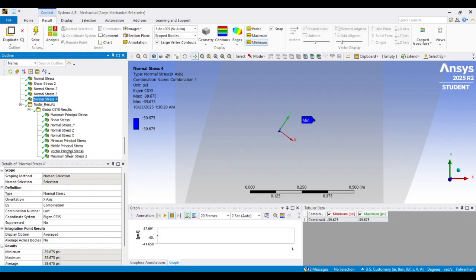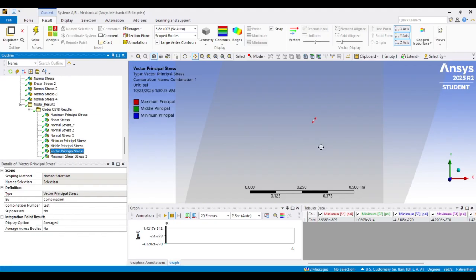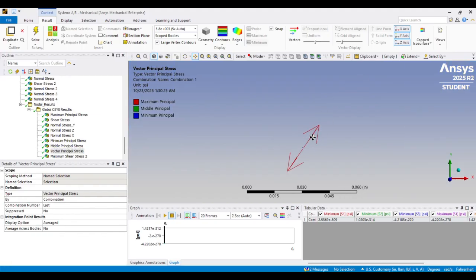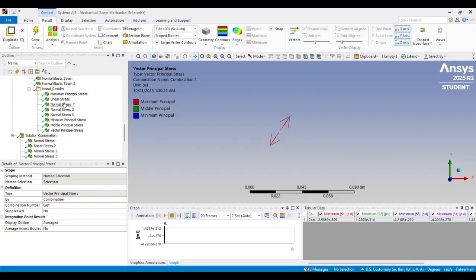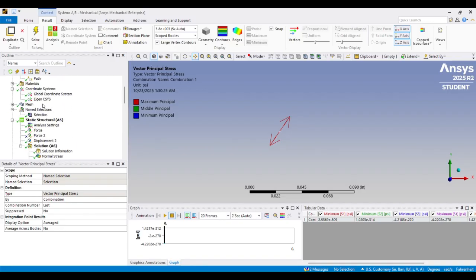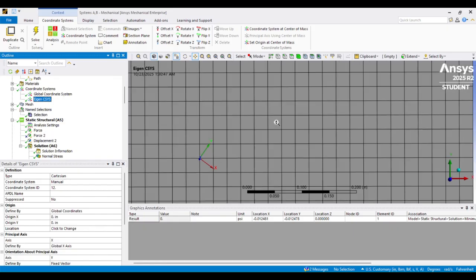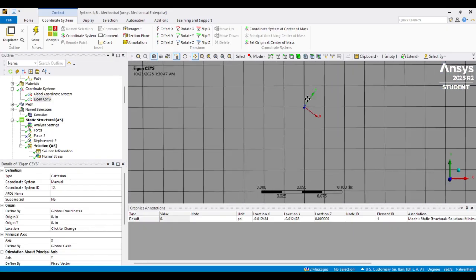And again, if we look at the vector principal stress result, we see that they've normalized the vectors based on the stress results, so it's hard to see the vector that aligns with the minimum principal. But if we look at that arrow, it should be exactly the same as our eigenvectors.